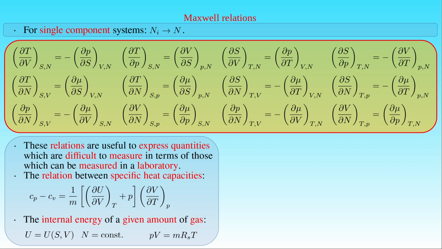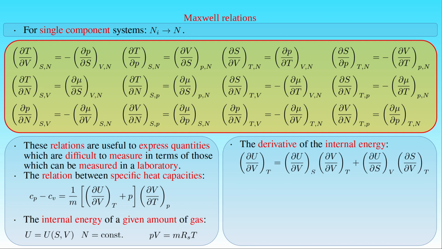of the ideal gas. In the general case we can apply the chain rule for the derivative of the internal energy given as a function of entropy and volume V, and write the partial derivative of U with respect to V at constant T, as the partial derivative of U with respect to V at constant S, times the partial derivative of V with respect to itself at constant T, plus the partial derivative of U with respect to S at constant T, times the partial derivative of S with respect to V at constant T.